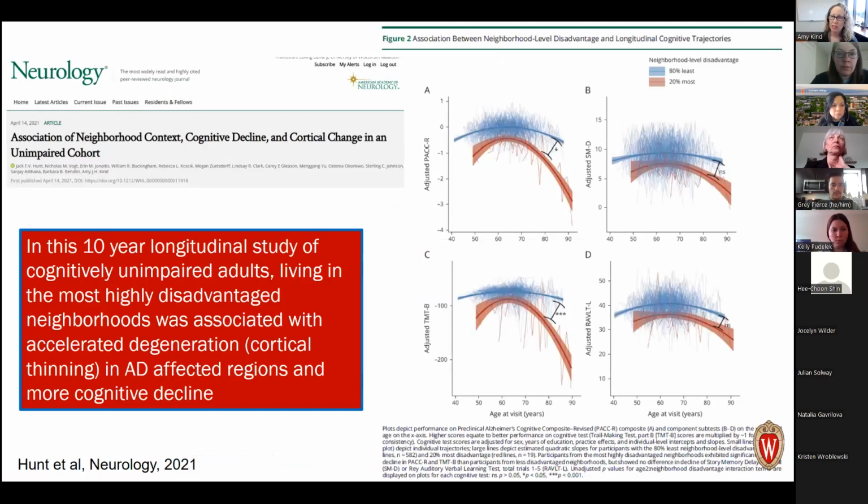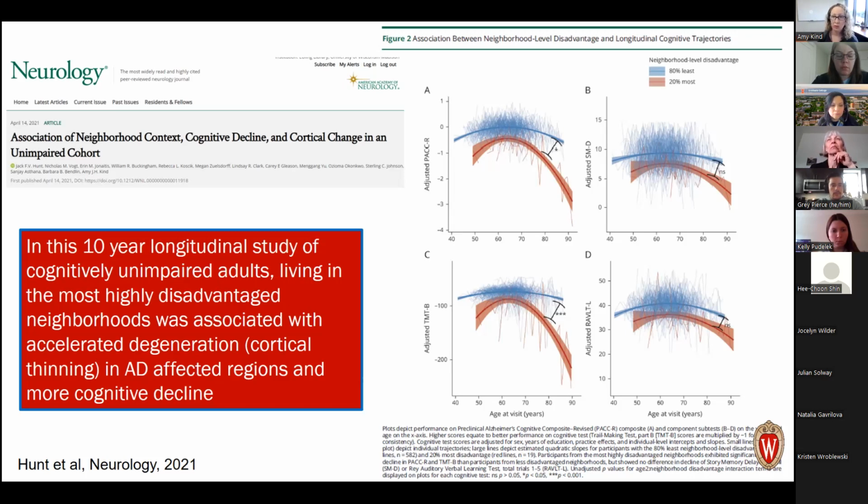Additionally, what does this look like longitudinally? So when we looked at the same cohort and we compared these individuals to themselves, not to the whole group, but to themselves, where they entered and where they were at the point of this particular study, we found some startling differences. Those individuals who are living in these highly disadvantaged contexts, as compared to themselves, had more accelerated degeneration, specifically cortical thinning, in their Alzheimer's affected regions of their brain. And this was associated with greater cognitive decline.